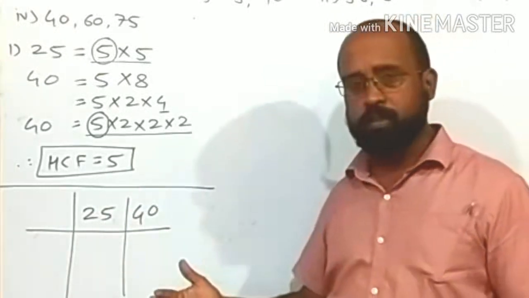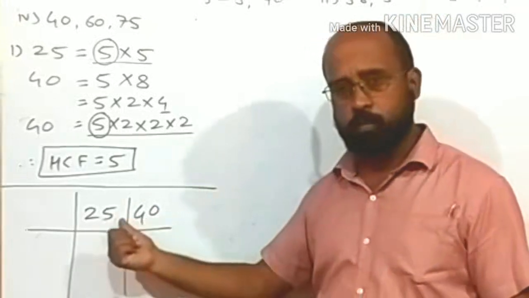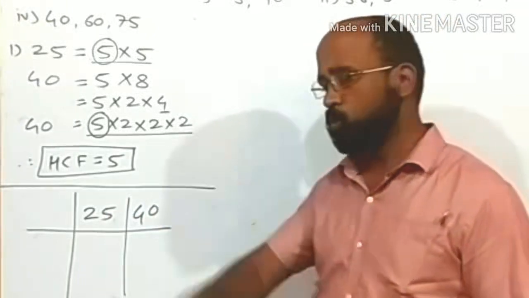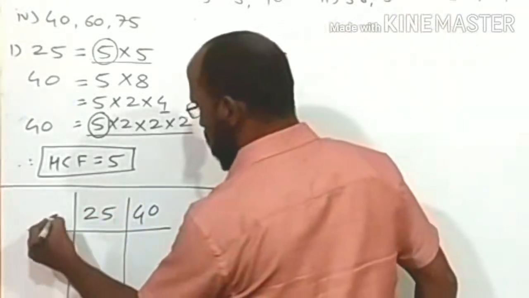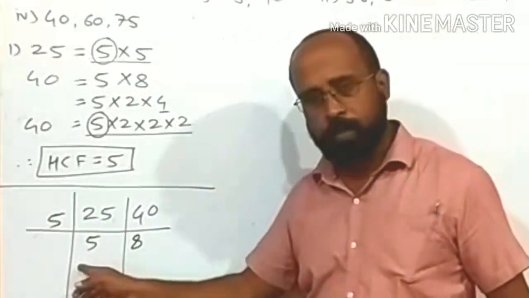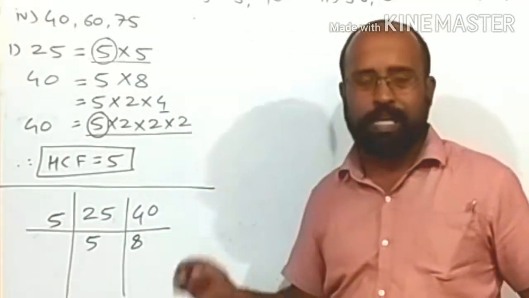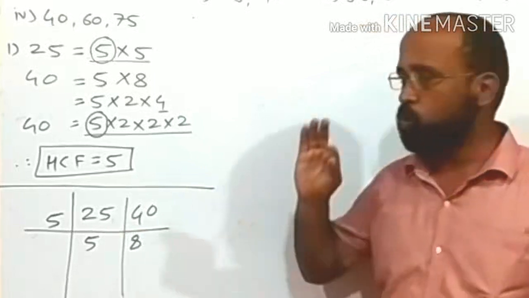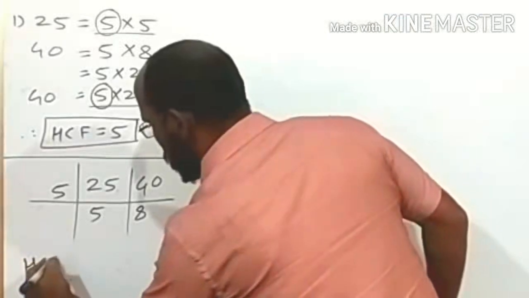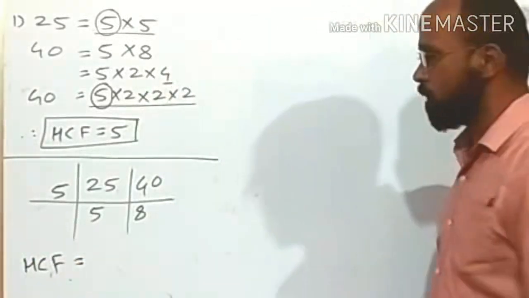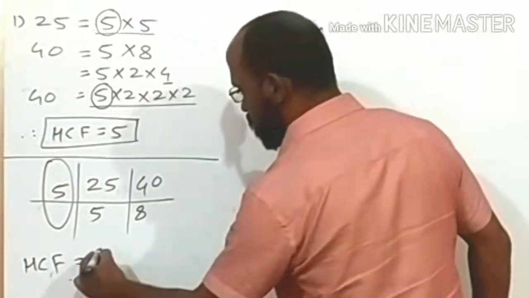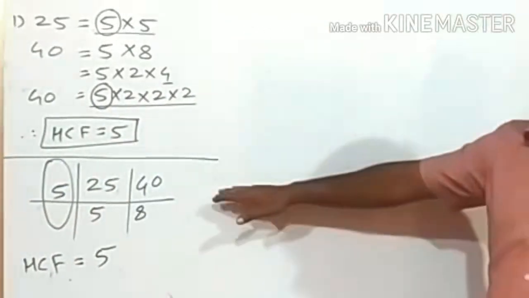So after 2, which number is there? 3. None of the numbers is divisible by 3. After 3, which number is there? 5. And both of the numbers are divisible by 5. So let's divide them by 5. Answer will be 5 fives are 25, 5 eights are 40. Now is there a common factor by which these two numbers are divisible? The answer is no. So we have to stop here, and our HCF is equal to the multiplication of numbers in the first column, and in the first column there is only one number, so 5 is the HCF of 25 and 40. Got it friends?